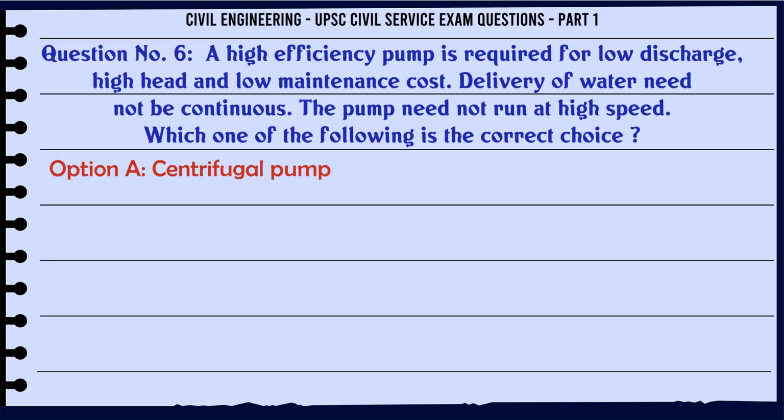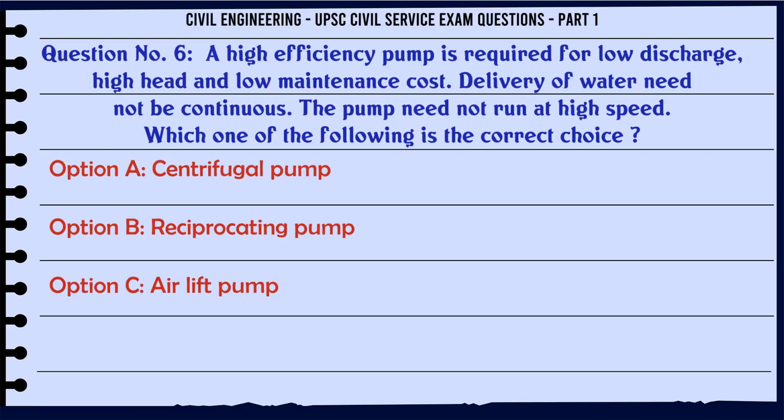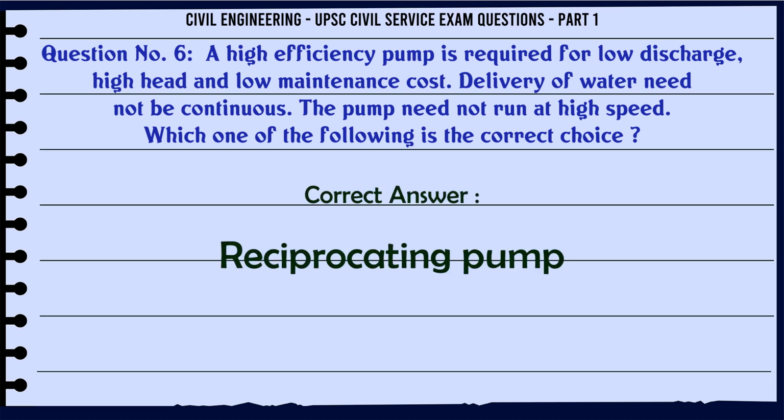A high-efficiency pump is required for low discharge, high head and low maintenance cost. Delivery of water need not be continuous. The pump need not run at high speed. Which one of the following is the correct choice? A. Centrifugal pump. B. Reciprocating pump. C. Airlift pump. D. Hydraulic ram. The correct answer is reciprocating pump.